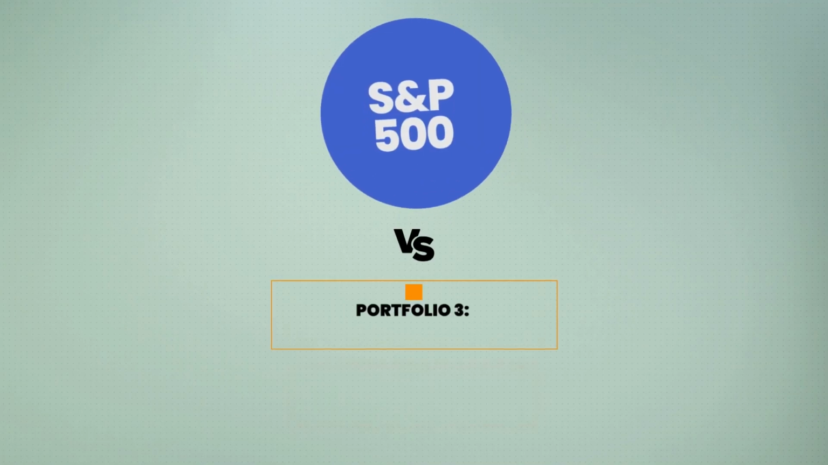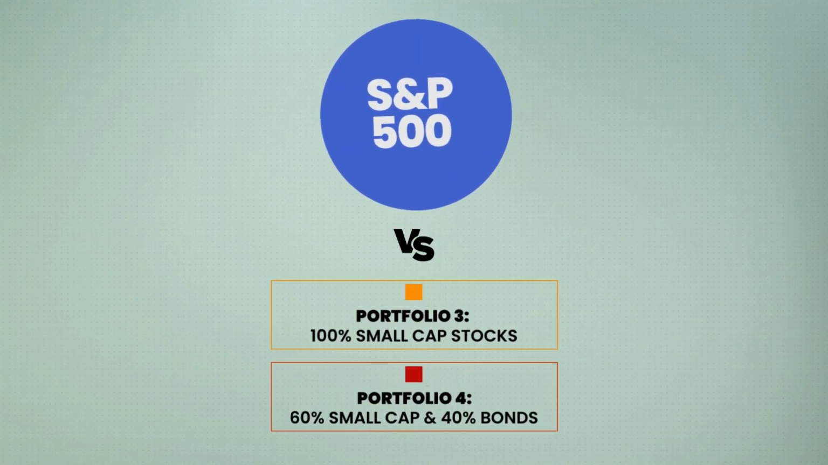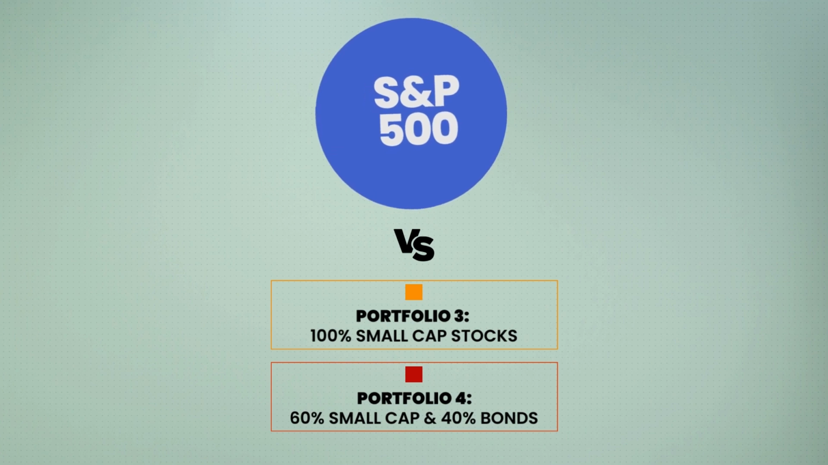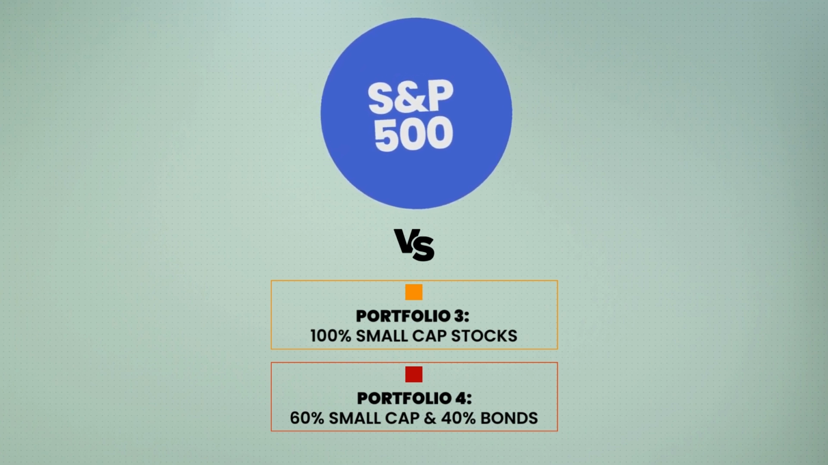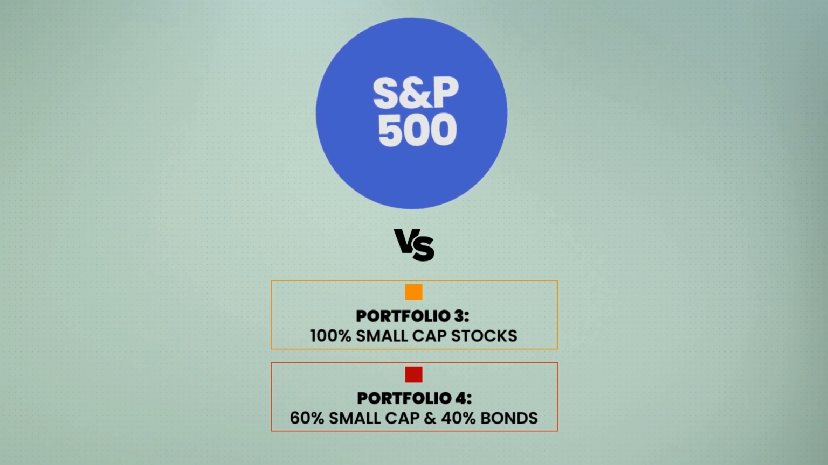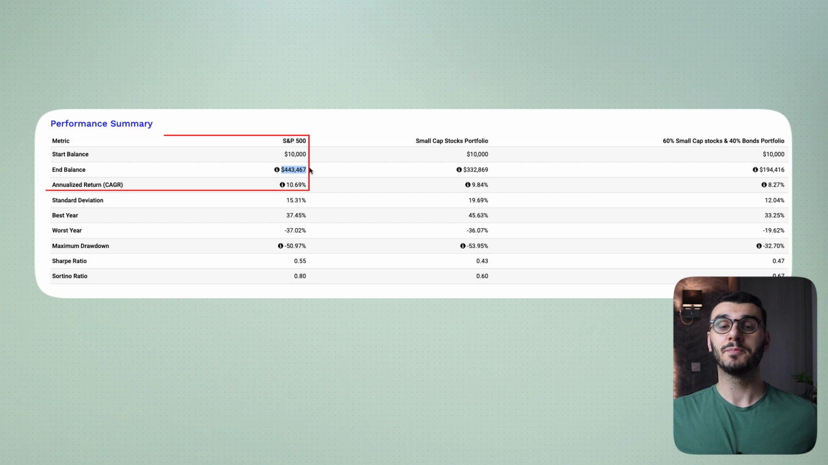Okay, moving on, we're going to use the S&P 500 as our benchmark, but we're introducing two new portfolios into the mix. First up, we're adding small cap stocks from the US, and then we'll blend small cap stocks with bonds in a 60-40 ratio. Looking at the numbers, the S&P 500 still leads the pack with an impressive growth rate of over 10%.